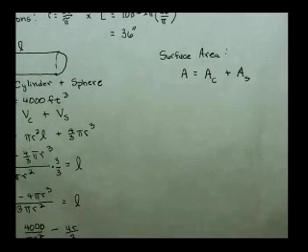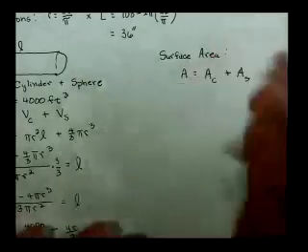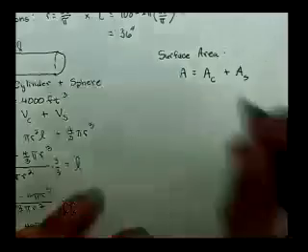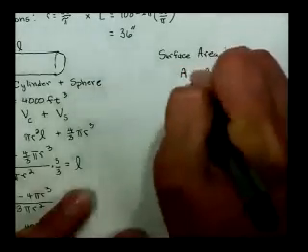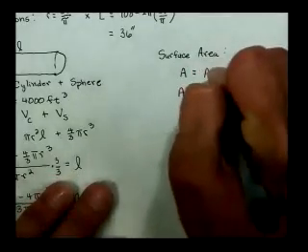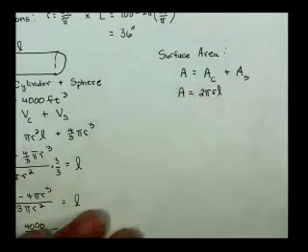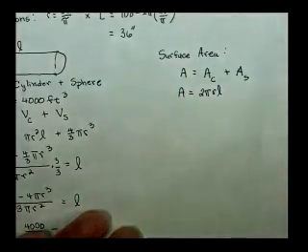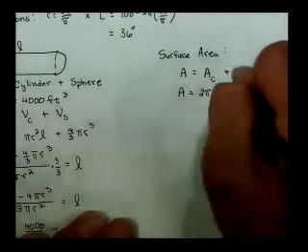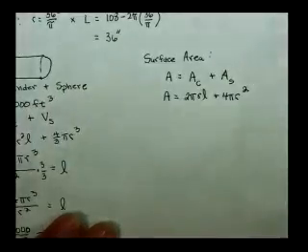And then I can just look up formulas for the surface area of a sphere and the surface area of a right circular cylinder. Surface area of a cylinder is 2 pi r times the length. And surface area of a sphere is 4 pi r squared. I'm copying that straight out of the back of the book.